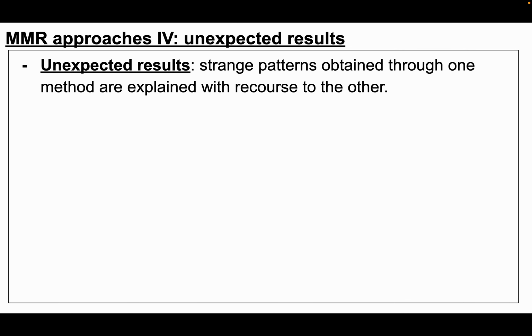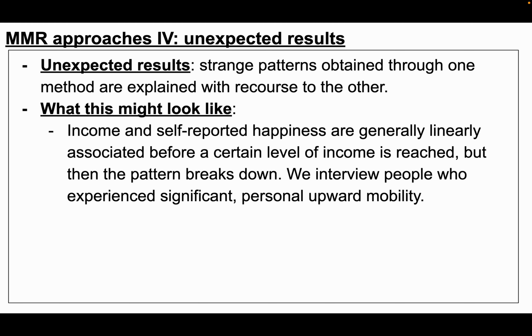Finally, our last discussion of a particular approach here. Again, I said this wouldn't be an exhaustive one. We could also think about the unexpected results paradigm. So in the unexpected results paradigm, strange patterns that are obtained through one method are explained with recourse to the other. What this might look like would be something like this. We have income and self-reported happiness, which are generally linearly associated before a certain level of income is reached, but then the pattern breaks down.